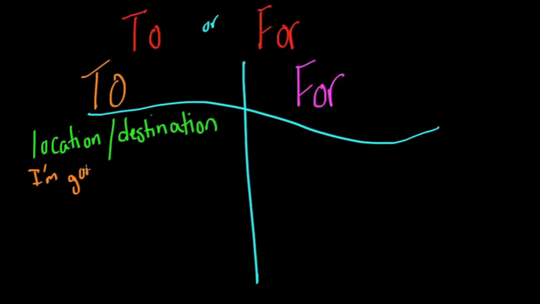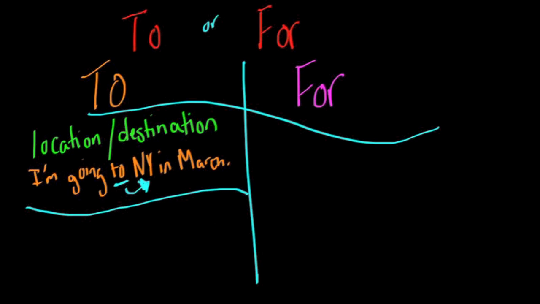I'm going to New York in March. So here you can see to is giving us the location. So we have it before location or destination. The next one we're going to take a look at is before time.